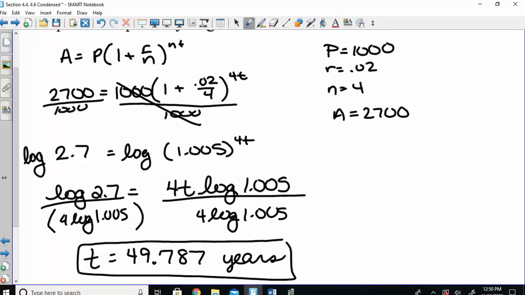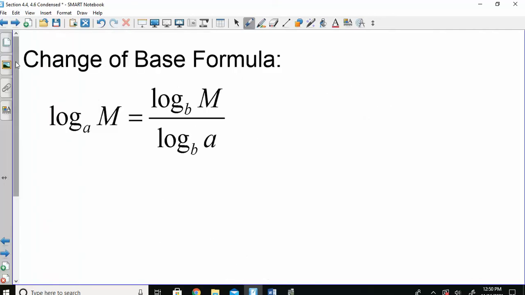So the last thing I want to talk about. We know that in general, if I want to evaluate a log using my calculator, we have log 10 and natural log buttons on our calculator. Now, I know some of you have probably already figured out how to get logs of different bases on your calculator. But if you want to change bases, there is actually a formula to do that.